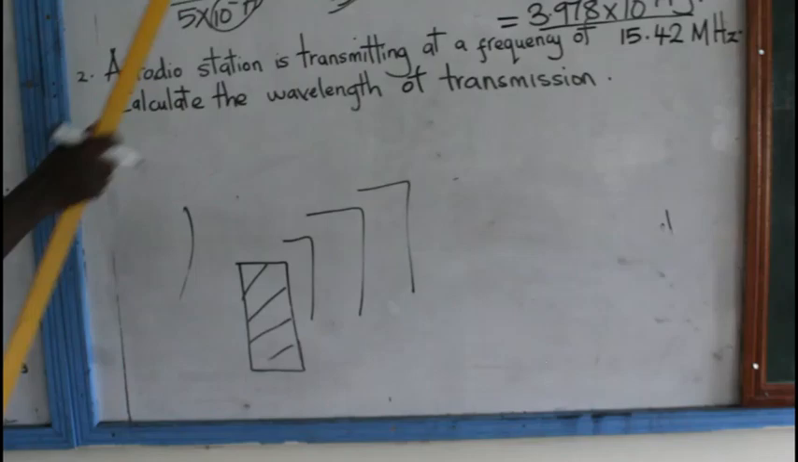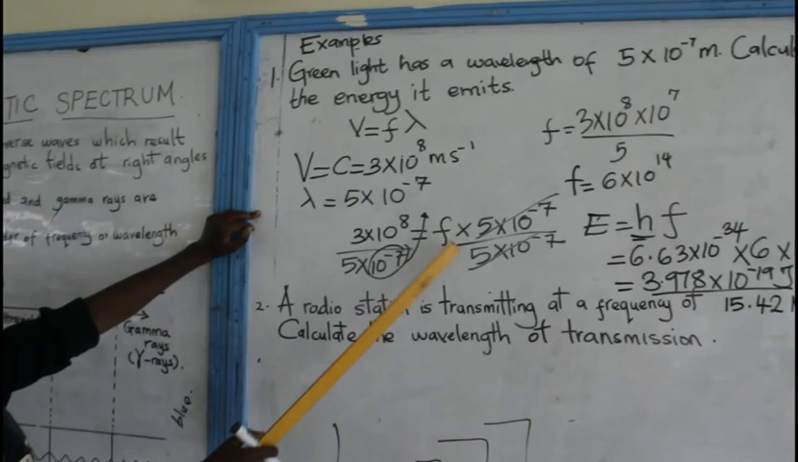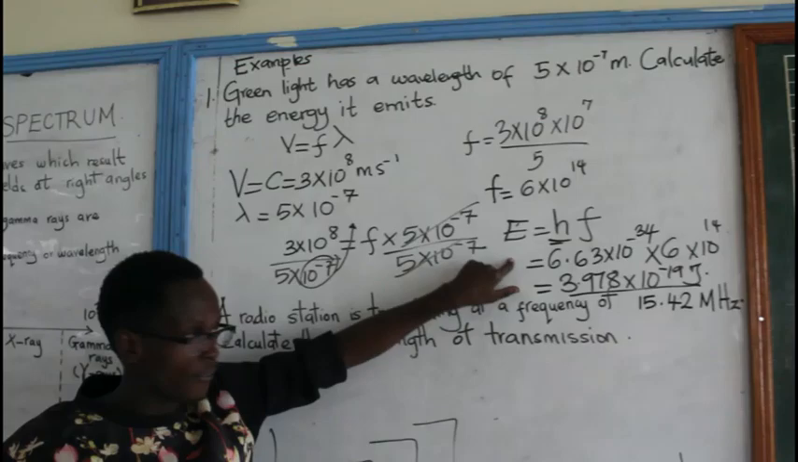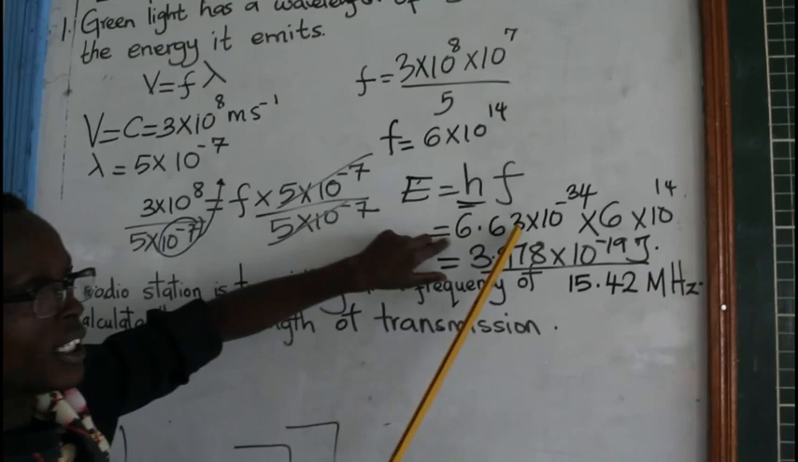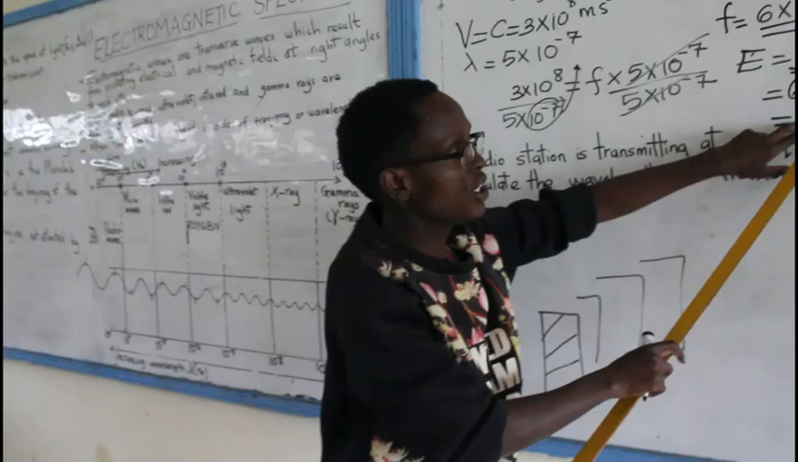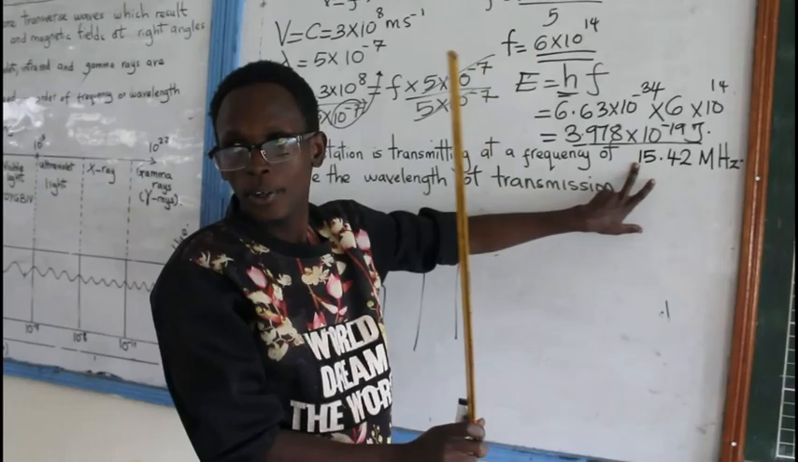So the first process, we had to find the frequency, which we did using the formula v = fλ. Then we found our frequency as 6 times 10 power 14. Then we apply the formula energy is equal to h times f, which gave us 6.63 times 10 power negative 34, which is Planck's constant, multiplied by the value we've gotten up here, 6 times 10 power 14, which gave us 3.978 times 10 power negative 19.